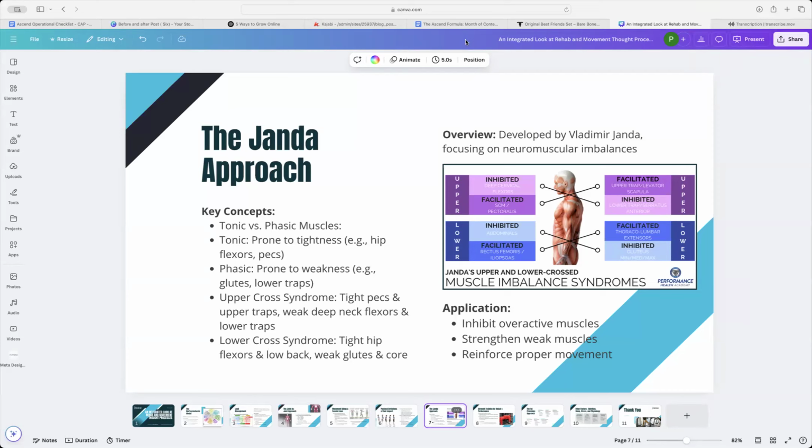Now, with upper cross syndrome we see a bunch of stuff. We see inhibited deep cervical flexors, so the head drops forward. We see a facilitated sternocleidomastoid and pectoral, so we see an anterior migration of the head. We see upper trap and levator scapulae facilitated, so we see a rounding of the shoulders like this, and we see inhibited lower trap and serratus anterior. So as soon as we get these muscles working better, the whole body comes back into place.